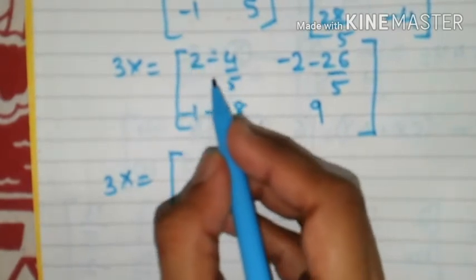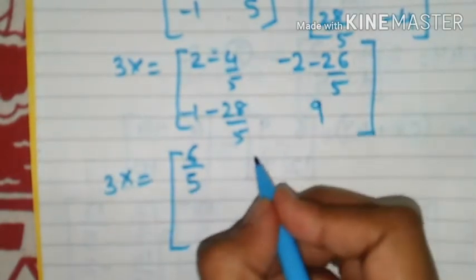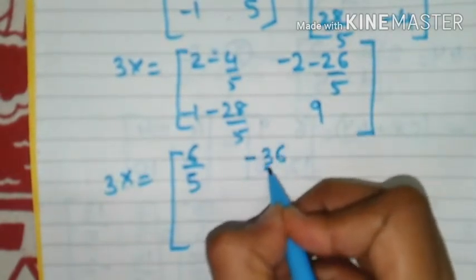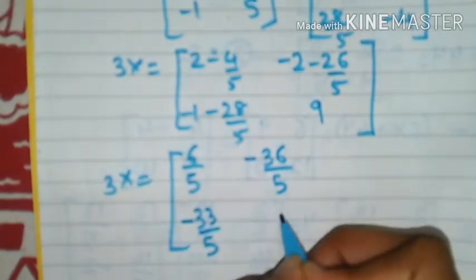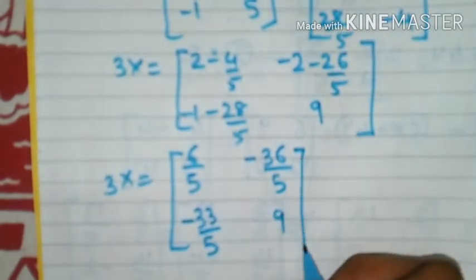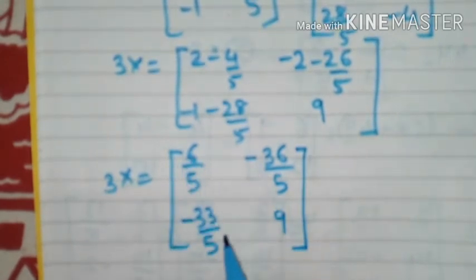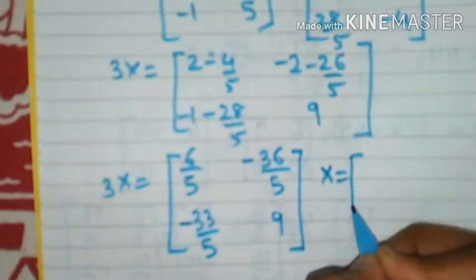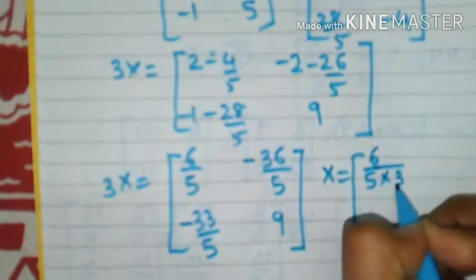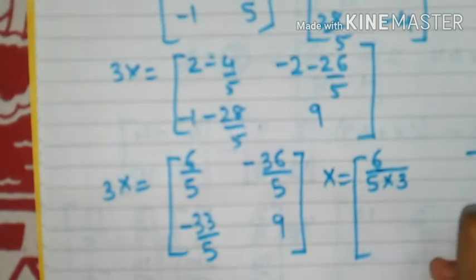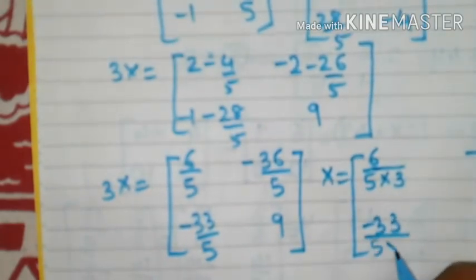So when I take LCM, I'll get 10 minus 4, which is 6 by 5. This will be minus 36 by 5. This will be minus 33 by 5, and this will be 9 as it is. So friends, now let me bring the 3 on the other side and multiply each and every element by 1 by 3. Then I'll get x as 6 by 5 multiplied by 3, minus 36 by 5 multiplied by 3, minus 33 divided by 5 into 3.